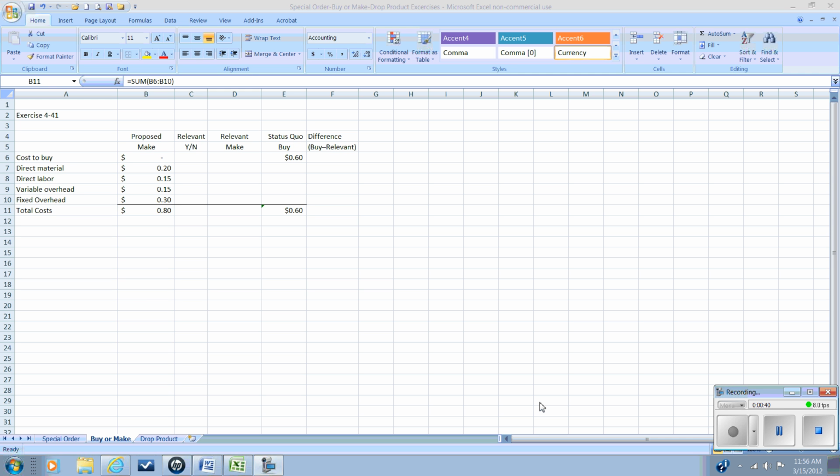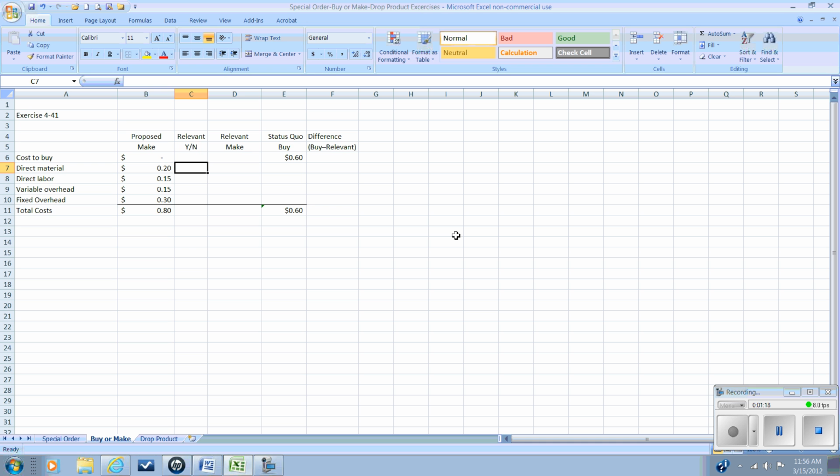We have an owner of a business that is trying to make a decision whether he should continue to buy a product for 60 cents each or make it in-house. The initial cost analysis shows the following cost to produce the product. And at first blush, it looks like, well, it's kind of a no-brainer. It's going to cost you 80 cents when you can buy it at 60 cents. But we need to look and see whether these costs are relevant.